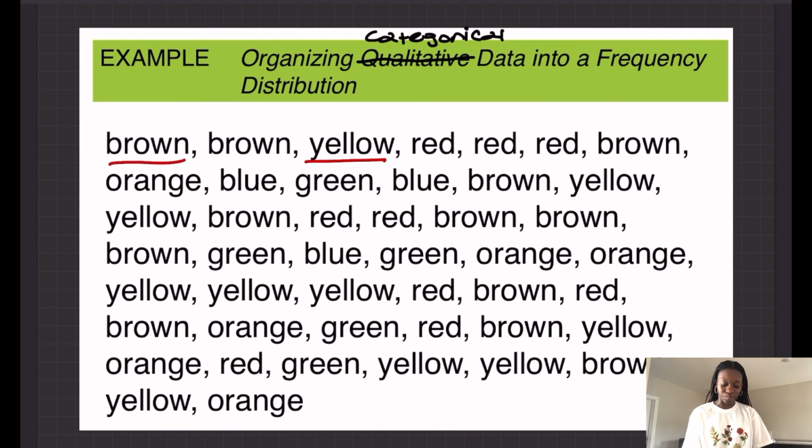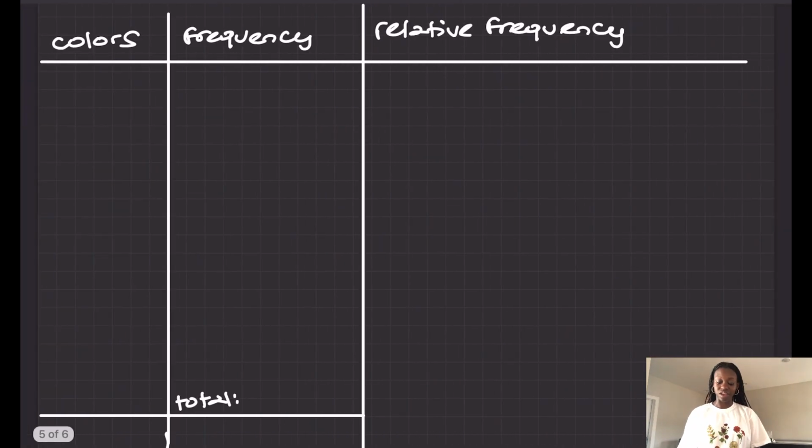So I see brown, I see yellow, I see red, I see orange, blue, green. Brown, yellow, red, orange, blue, green. So we have 6 different types of colors. Let's write all of those in the data set. Brown. What is it? Let me see if I can remember. There's red, there's green, there's orange, there's yellow, and then the last one would be blue.